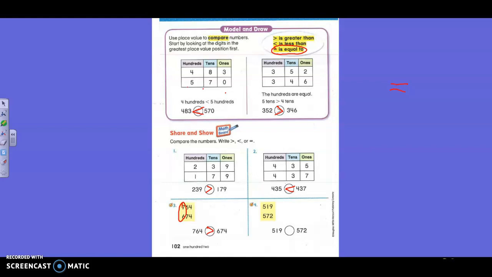Ellie? Yep, it matters though where they are at in the place values, huh?